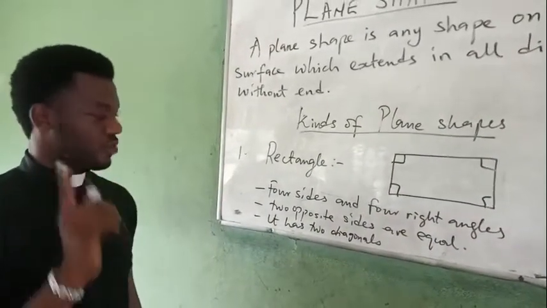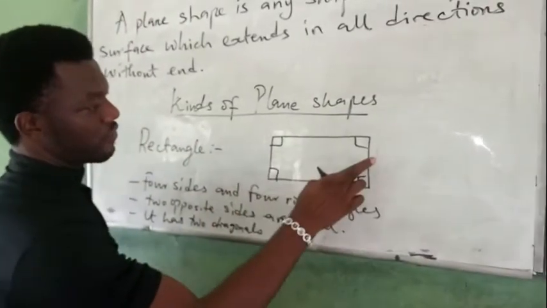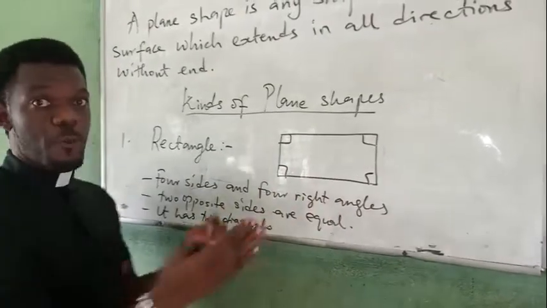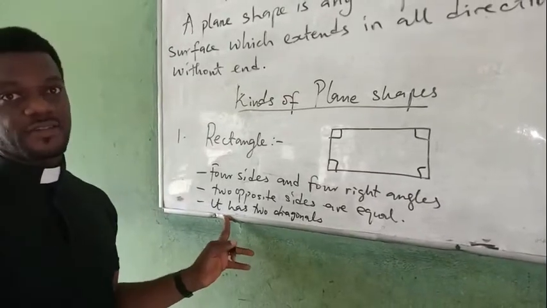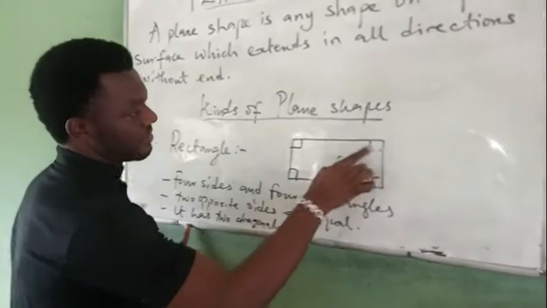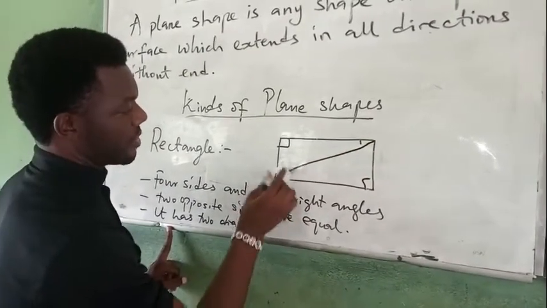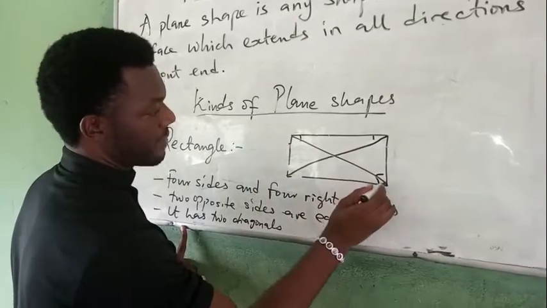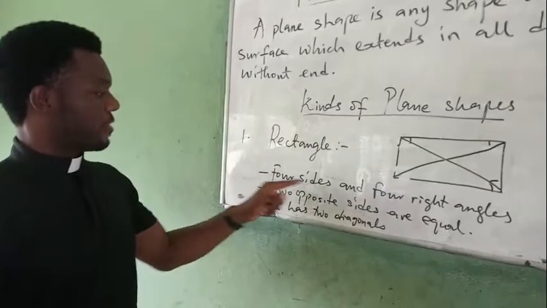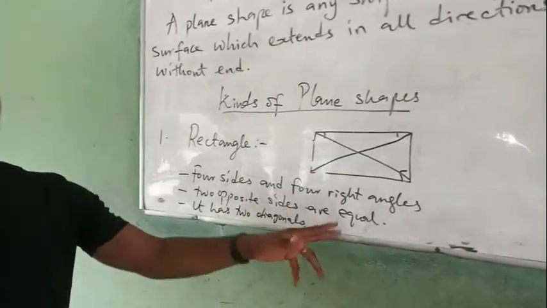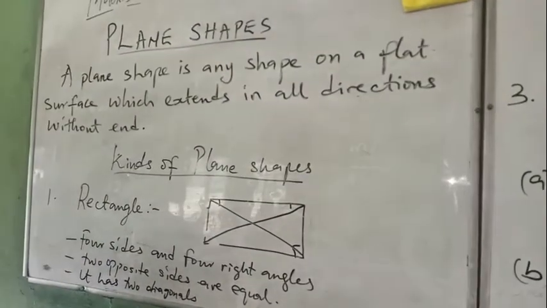The first quality. Then the second one, 2 opposite sides are equal. Here is equal to here. Here is equal to here. So 2 opposite sides are equal. Then third, it has 2 diagonals. This is a diagonal, a line from one end to the other. So we can draw 2 diagonals in a rectangle. So these are the qualities: 4 sides and 4 right angles, 2 opposite sides are equal, and it has 2 diagonals. So this is all about a rectangle.